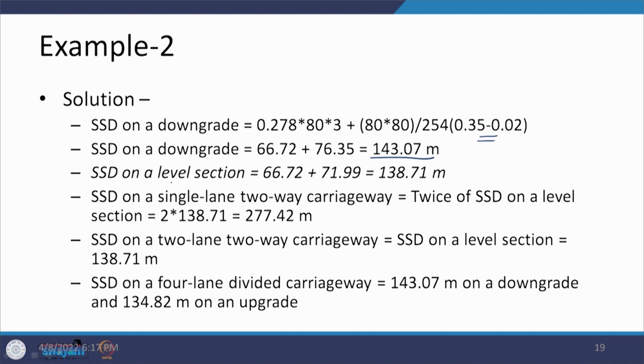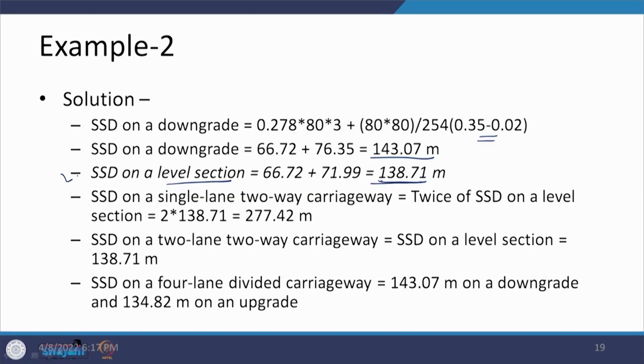And what is happening if you are on a leveled section? In the leveled section we are not considering the value of this gradient, and what we get is a value of 138.71, which is almost in between these two values. That is why I said that if that effect is not to be considered, then even the value on a level section can be utilized directly without putting the value of gradient and using the bigger equation.